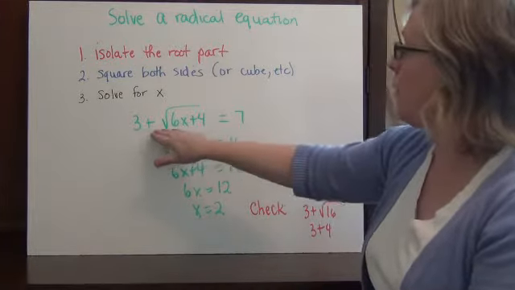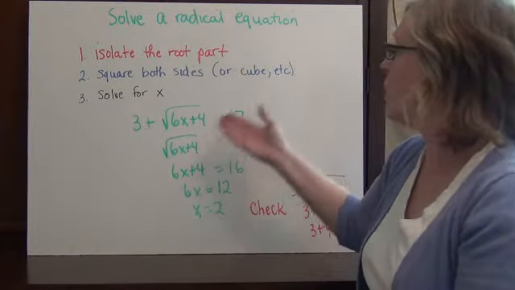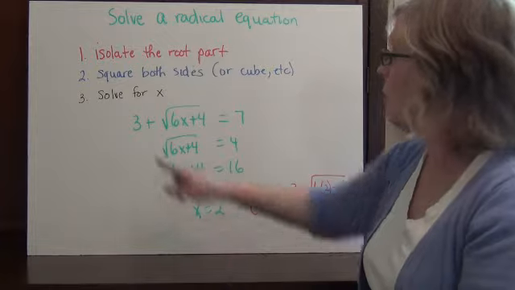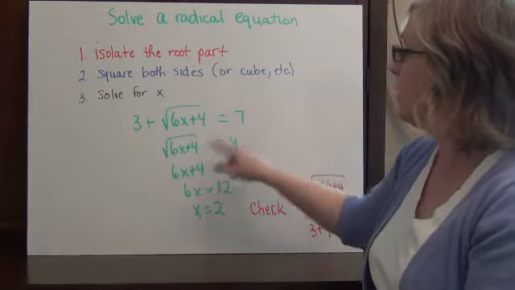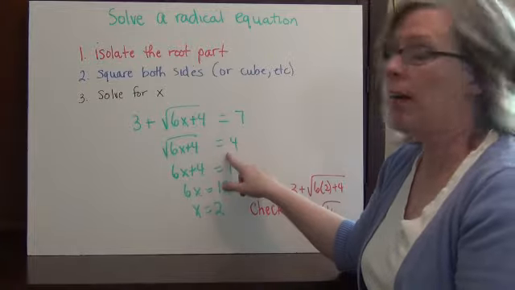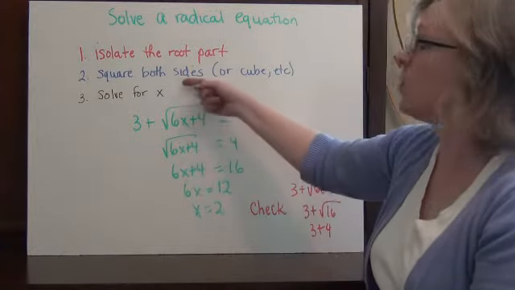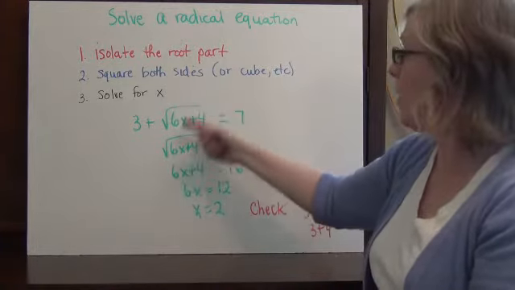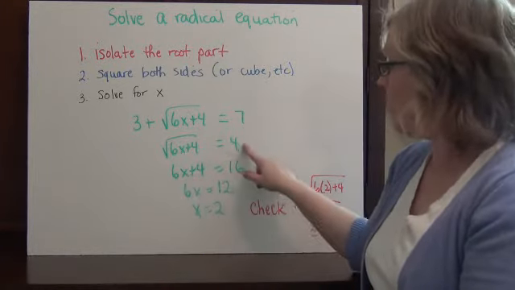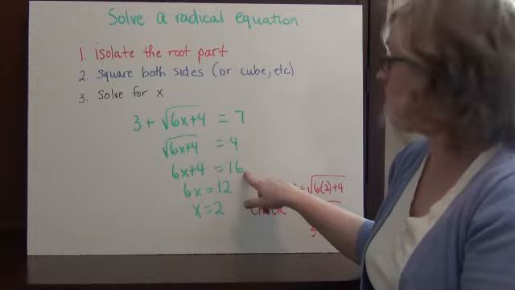So I have the equation 3 plus the square root of 6x plus 4 equals 7. Step 1, remember, is to get the root by itself. So I'm going to subtract 3 from both sides. And now I have the radical by itself on this side. So now I'm prepared to square both sides. So I square this, and all it does is remove the radical. Boom, gone. I square this, and I get 4 squared, which is 16.